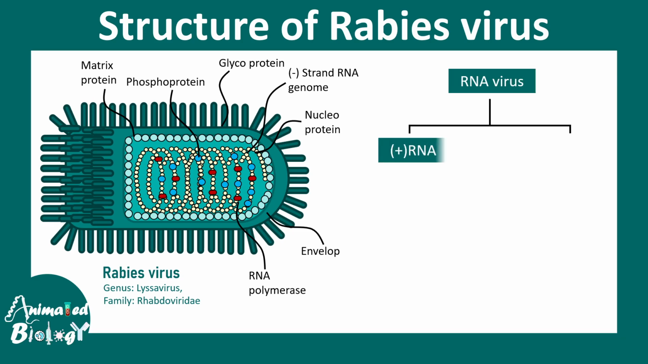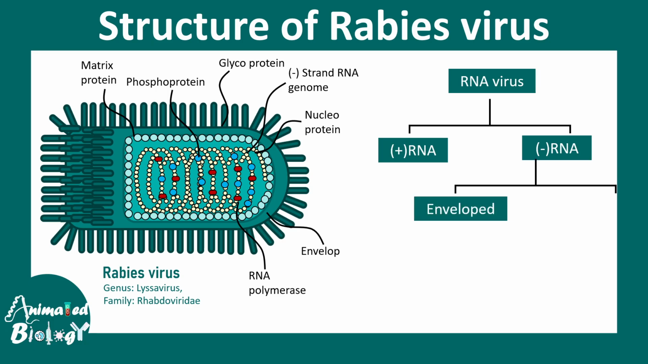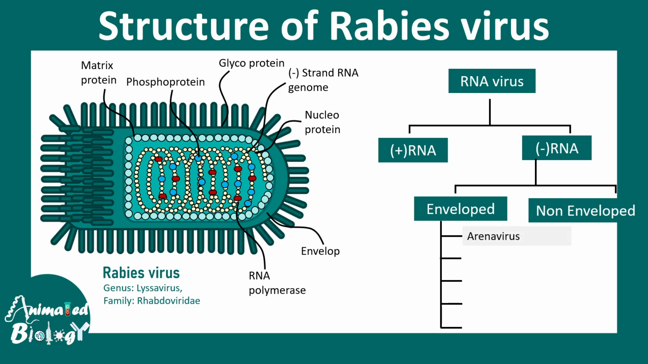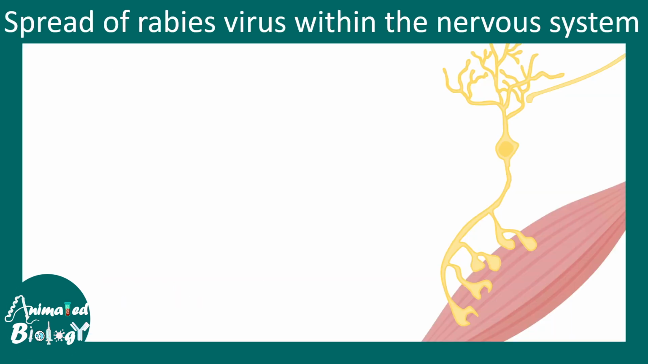So among the RNA viruses, there could be positive stranded RNA and negative stranded RNA viruses. And this particular virus belongs to the negative stranded RNA. There could be enveloped or non-enveloped viruses. So among the enveloped viruses, there are many categories like Bunyavirus, orthomyxovirus, paramyxovirus, and Rhabdoviridae. So this particular virus belongs to the genus Lyssavirus under Rhabdoviridae.